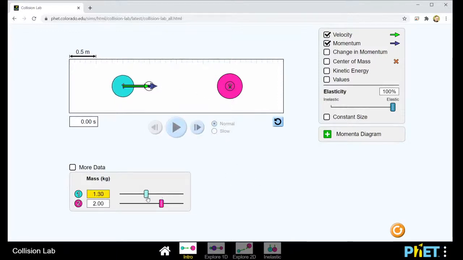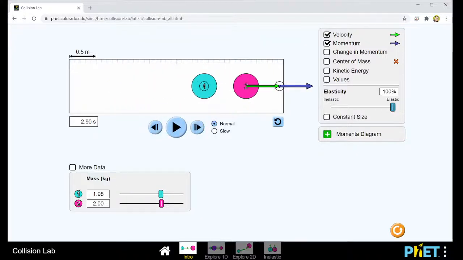Let me change the mass slider. So it must depend on mass, because I changed the mass of the object and its momentum changes. All right? And it also depends on velocity. Change the velocity and the momentum changes. Okay? So those are the two parts. So momentum depends on mass and velocity. It's the product of those two things.